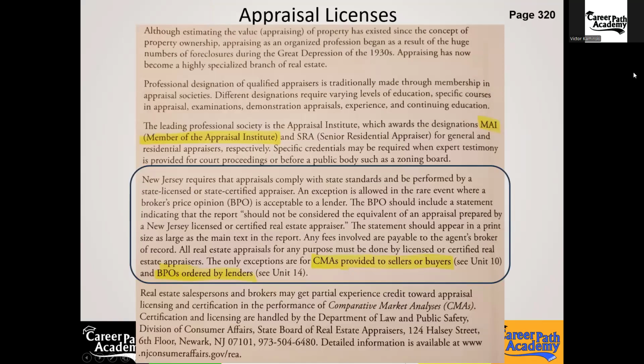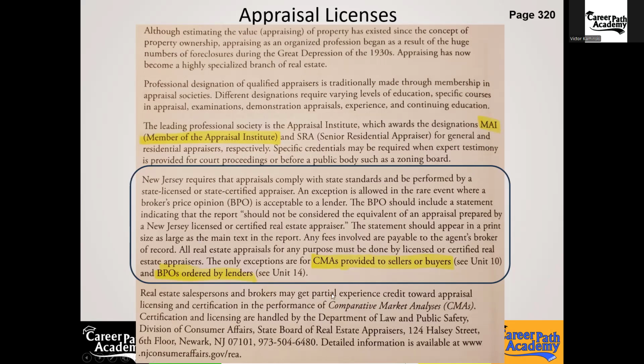So on page 320, we'll highlight MAI, Member of the Appraisal Institutes. That's the organization most appraisers will be a member of. And they could also become members of SRA, Senior Residential Appraisers, for general and residential appraisers, respectively. Specific credentials may be required when expert testimony is provided for court proceedings or before a public body such as a local zoning board.